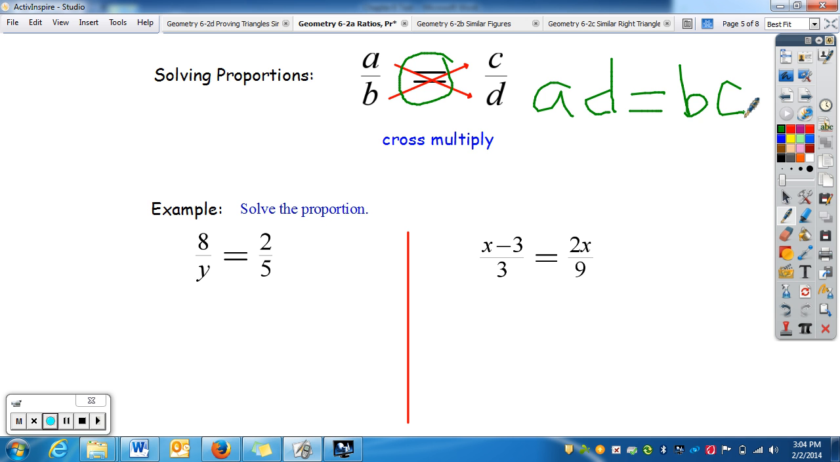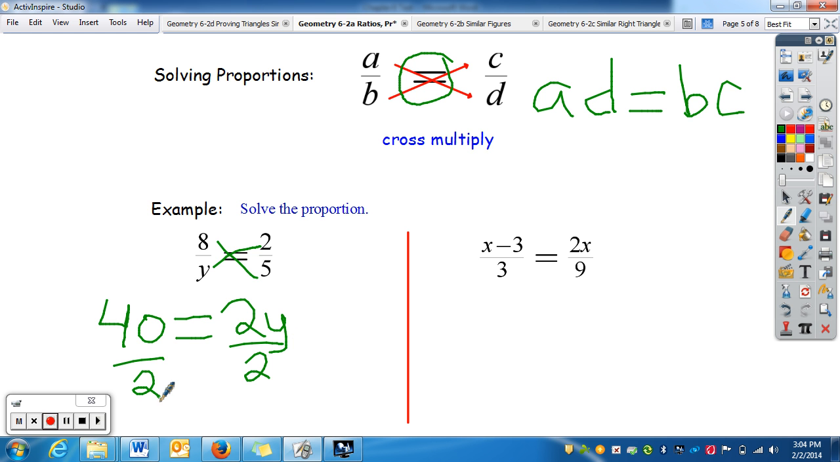So for example, we're going to solve the proportion. We're going to cross multiply. So we go 8 times 5, which is 40, equals 2y. We divide by 2. y equals 20.